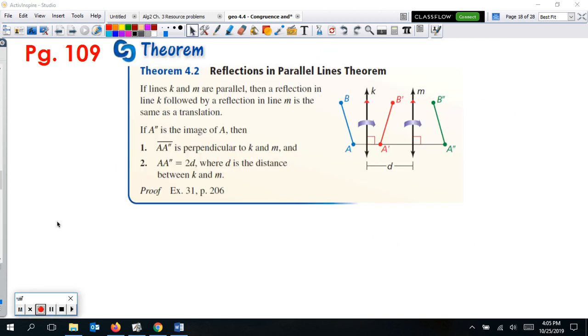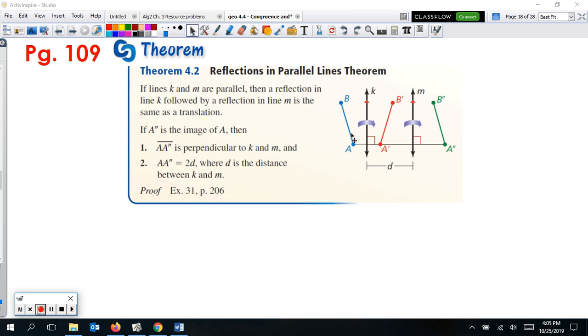Okay, so back to page 109, you'll see this theorem, which is reflections in parallel lines theorem. So basically, if you have 2 parallel lines, like K and M are parallel, they're showing little parallel marks. And if we do a reflection, so you have your segment here, AB, if you reflect AB over one of those parallel lines to get an A prime, B prime, and then do a second reflection over the other line that's parallel to get an A double prime, B double prime, it's the same thing as if you were to just go ahead and translate AB all the way over here to A double prime, B double prime.